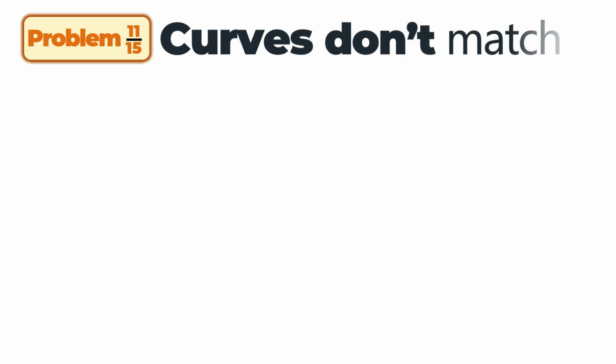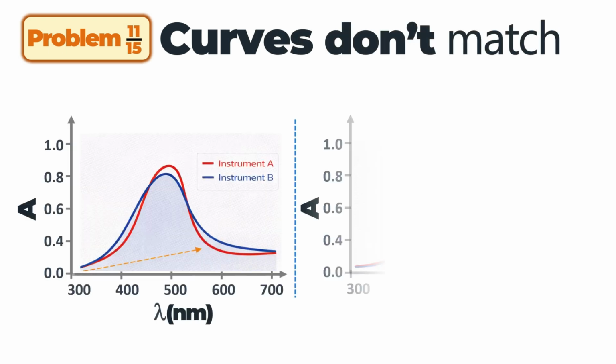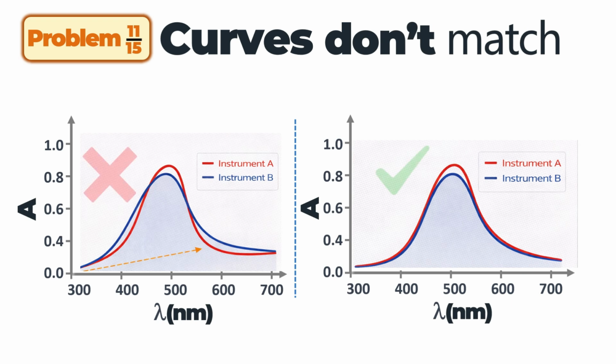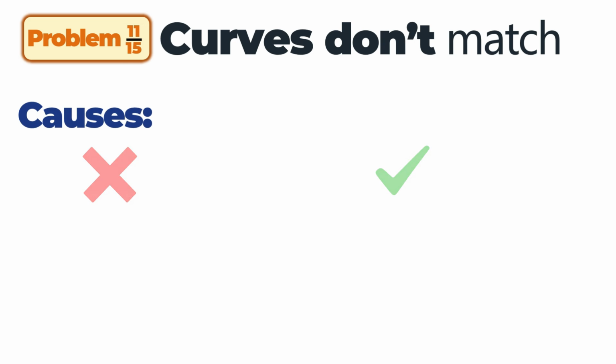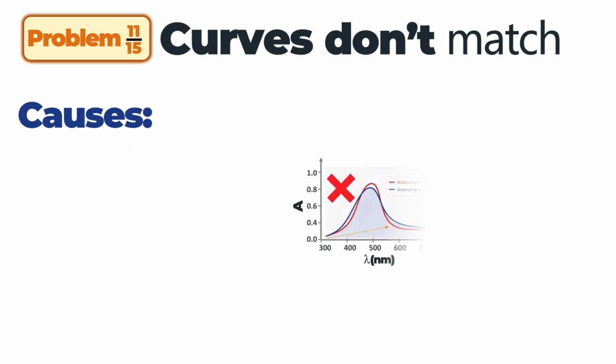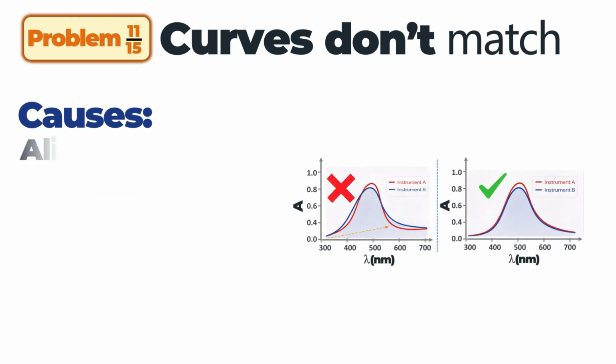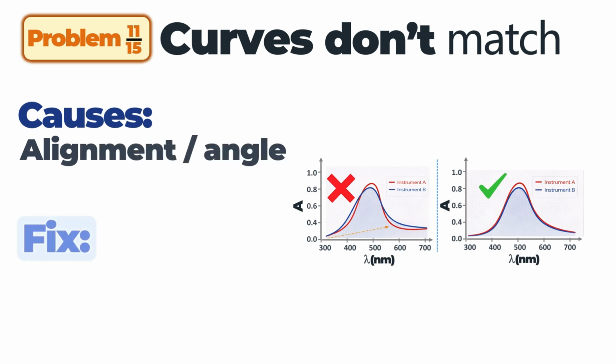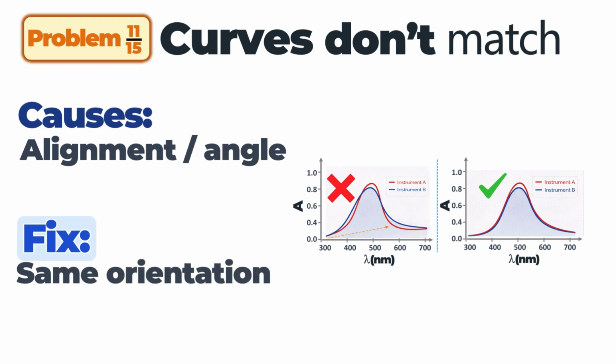Problem 11. Mismatched curve. If you take the film out and put it back in and the data changes, your angle or orientation is inconsistent. Mark the corner of your substrate, use a dedicated film holder, and always keep the orientation exactly the same for every run.